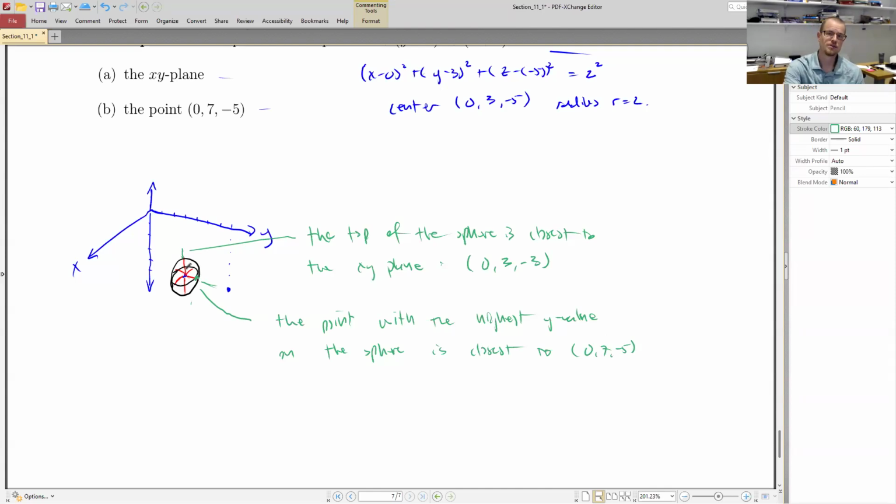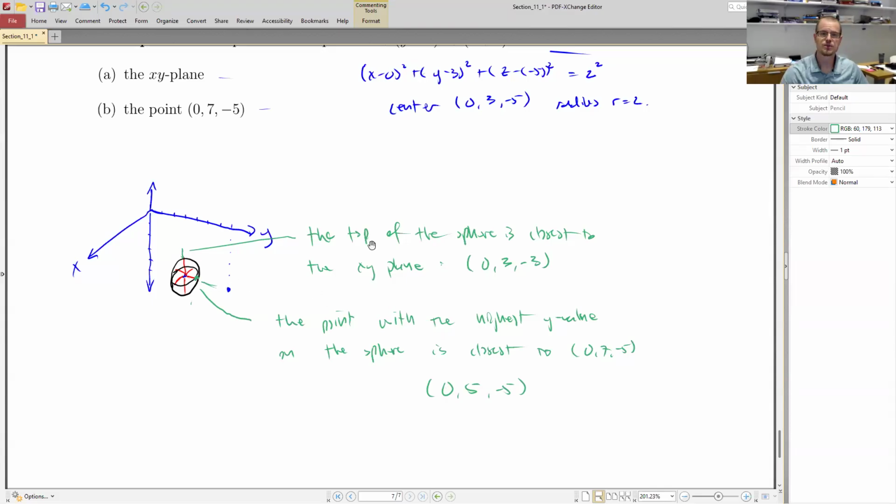So our center is 0, 3, -5. If we move by 2 in the y direction, that would increase our y value by 2. So that's going to be the point 0, increase the y value by 2, and then -5. Right? We're not moving in the x or z direction, just in the y direction. Move in just the y direction to get there. So that's going to be the closest point.